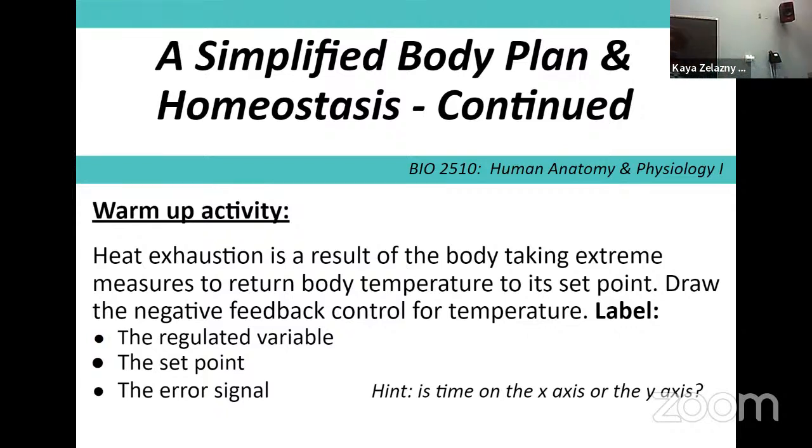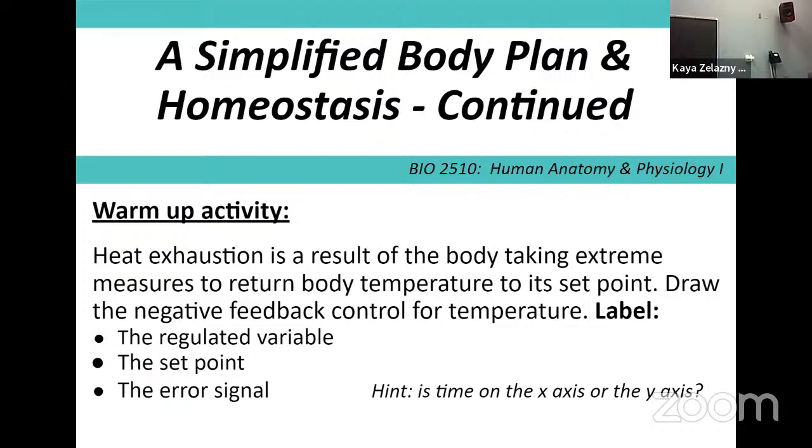Okay, so we're going to begin today with a short activity to remind ourselves about where we left off with homeostasis. What I'm going to ask you to do is simply draw this process of negative feedback. Giving you an example, heat exhaustion happens when the body is trying really hard to return body temperature to its set point, working too hard for that. So we want to draw the normal negative feedback control for temperature.